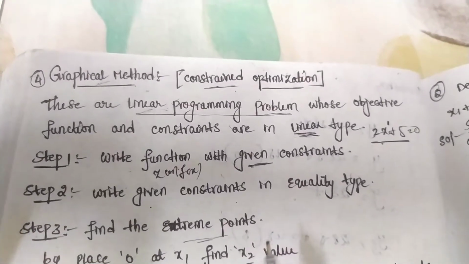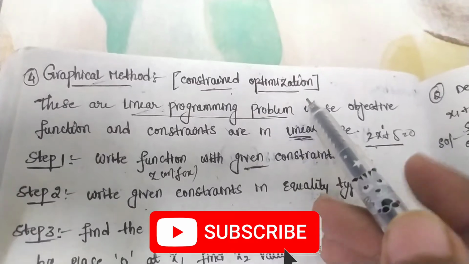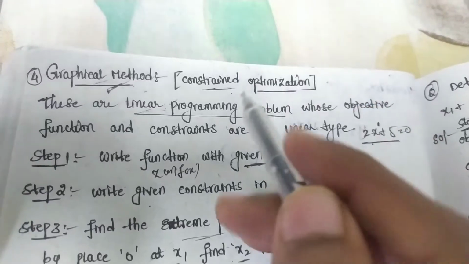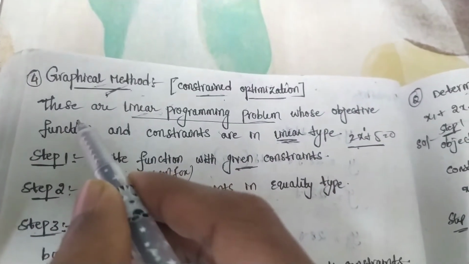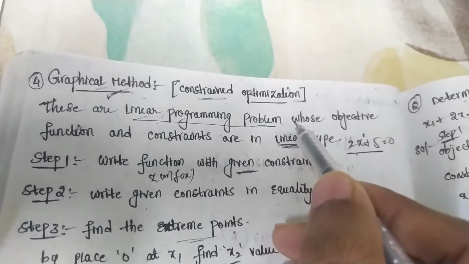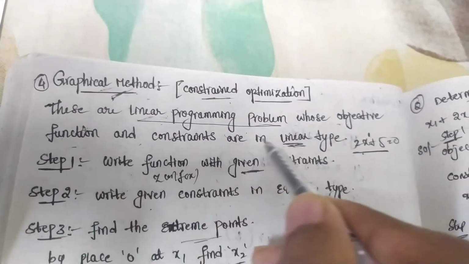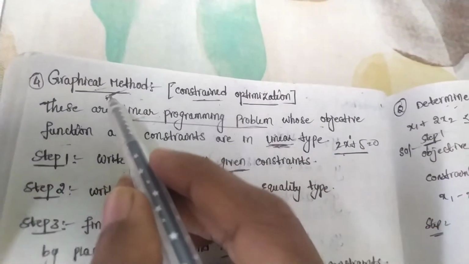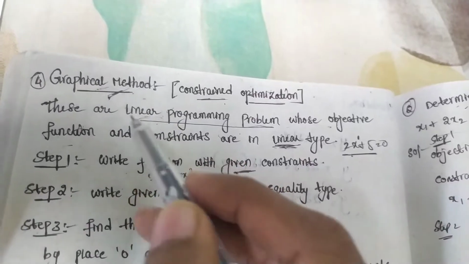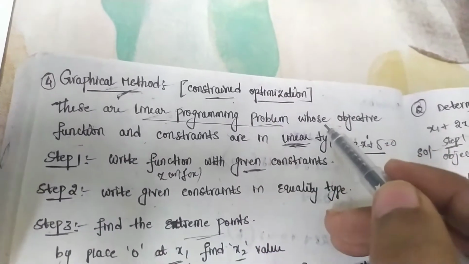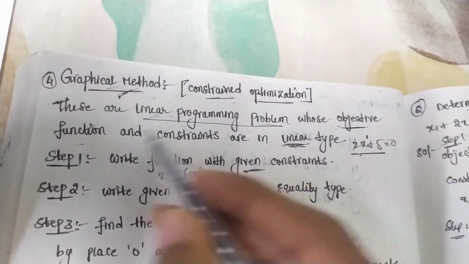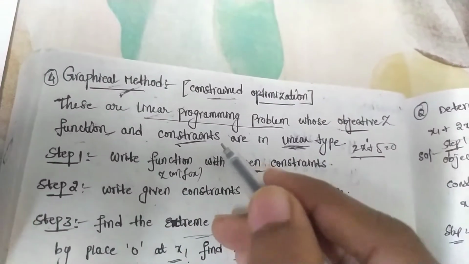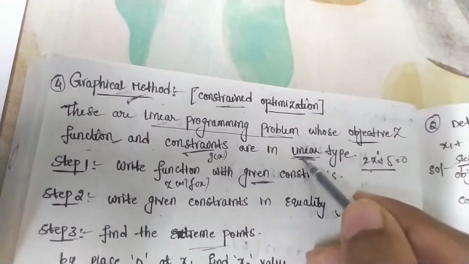Today we will discuss constrained optimization using the graphical method. In constrained optimization, we can define these as linear programming problems whose objective function and constraints are of linear type. Here, in the question, the objective function, that is z, and the constraints g of x, are of linear type.